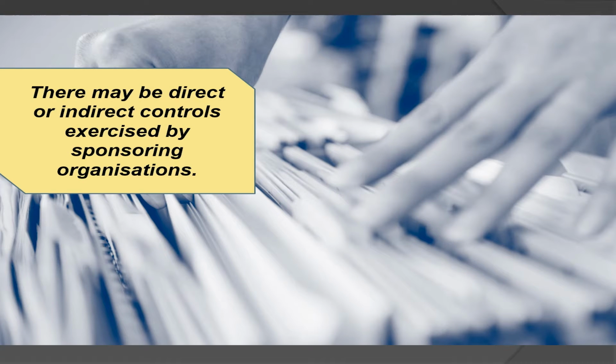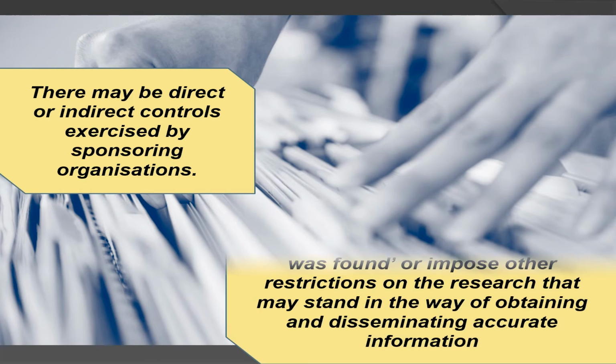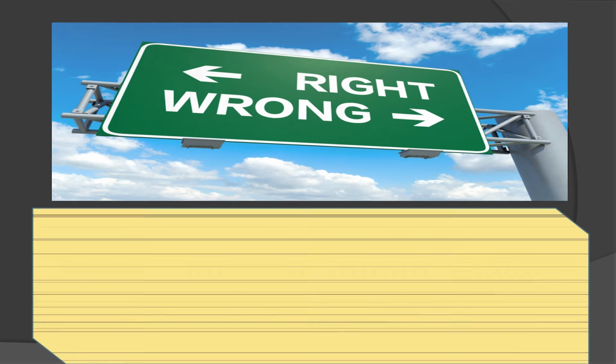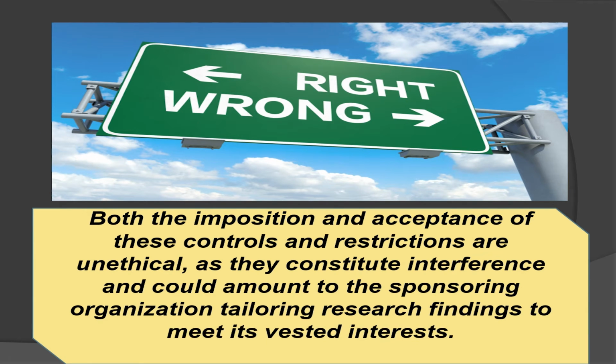Sometimes there may be direct or indirect controls exercised by sponsoring organizations. They may select the methodology and prohibit the publication of what was found or impose other restrictions on the research that may stand in the way of obtaining and disseminating accurate information. Both the imposition and acceptance of these controls and restrictions are unethical, as they constitute interference and could amount to the sponsoring organization tailoring research findings to meet its vested interests.